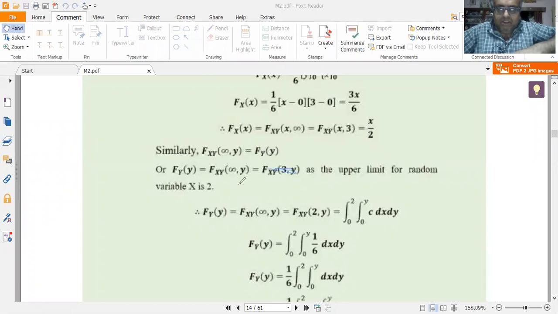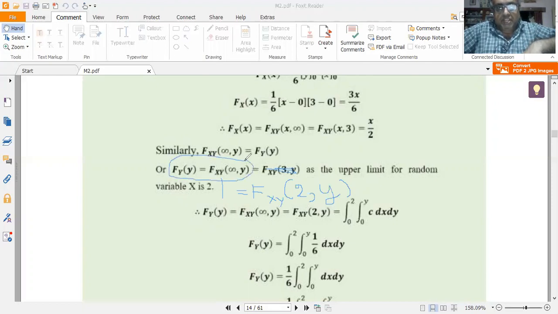The upper limit value of x is infinity as per the general definition, but strictly speaking, as per the given problem statement, Fy of y is equal to Fxy of x infinity comma y. This becomes Fxy of the upper limit of x, which is 2 as per the given problem. So this would be Fxy of 2 comma y. So capital Fy of y is equal to capital Fxy of infinity comma y. This is the general definition.